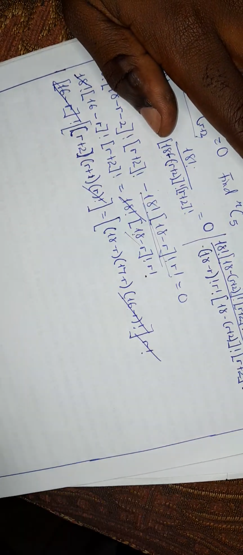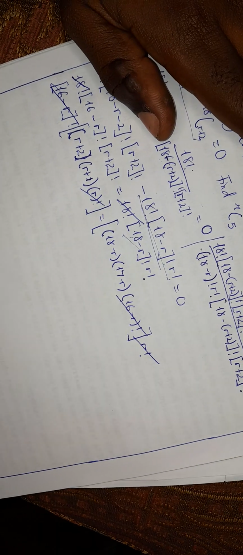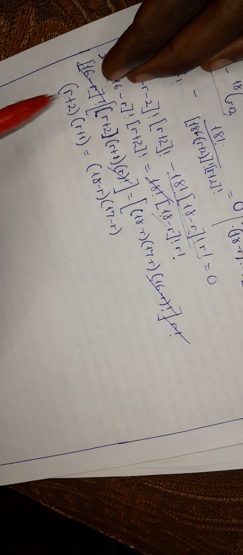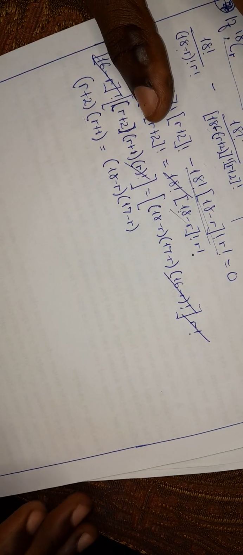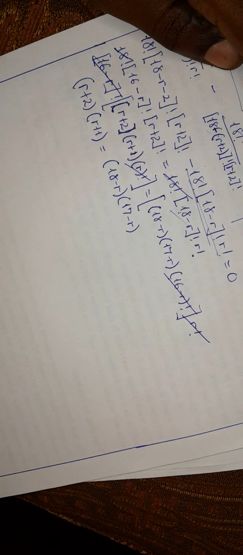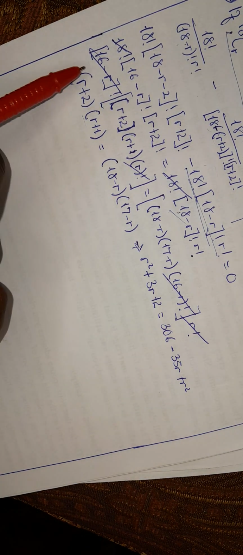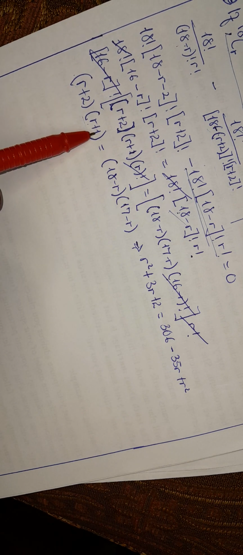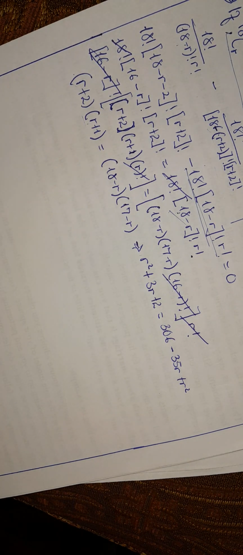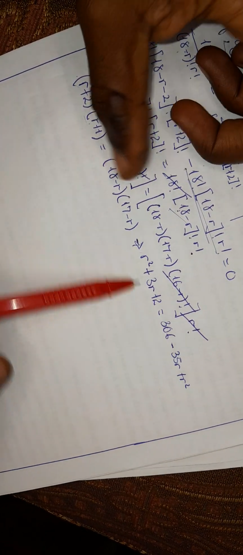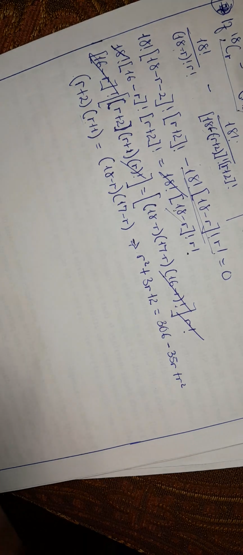This takes this, so this is what we're left with. The next thing is just to expand, the normal quadratic expansion. So this will be the expansion. R times R is R squared, R times 1 is R, 2 times R is 2R, so R plus 2R equals 3R, and 2 times 1 is 2. The same thing with the left hand side.